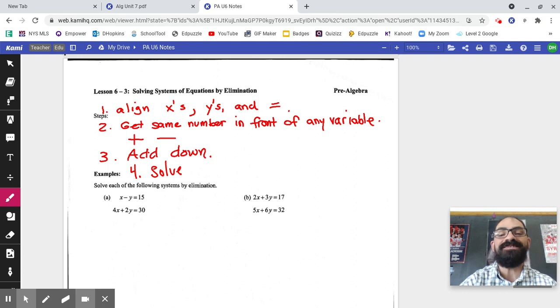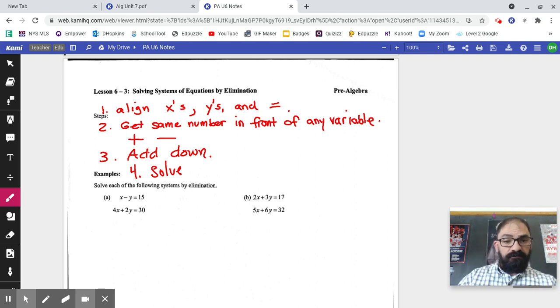Step 2 is to get the same number in front of any variable. Doesn't matter which variable, but any variable, where one is positive, one is negative. And then I add down and I solve. So negative 5x plus 5x is 0. That's how we eliminate. Negative 10x plus 10x is 0. So as long as they're the same number, but one's positive, one's negative, they'll cancel.